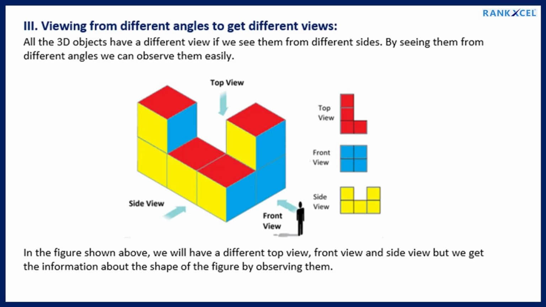3. Viewing from different angles to get different views. All the 3D objects have a different view if we see them from different sides. By seeing them from different angles, we can observe them easily. In the figure shown above, we will have a different top view, front view and side view, but we get the information about the shape of the figure by observing them.